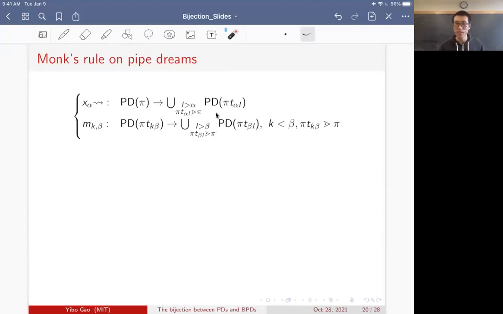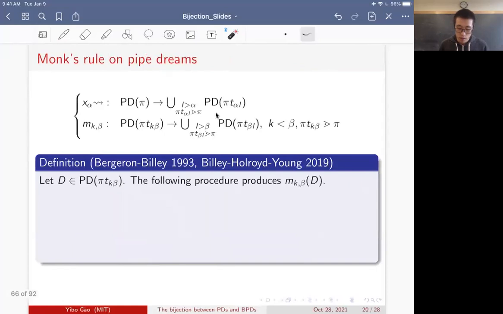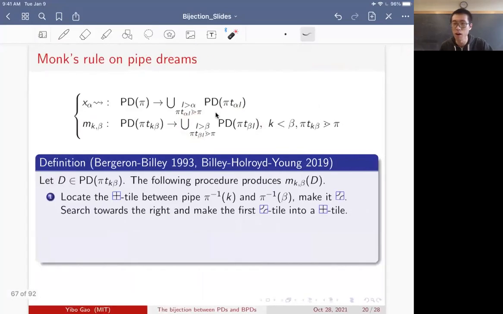Or 55. Okay, so I can tell you a little bit about how Monk's rule work on pipe dreams and bumpless pipe dreams. Okay, so I'm going to define this map M of K beta. How it's going to be defined is I start with some pipe dream B, and then I will need to go to the right-hand side, which is some union of collections of pipe dreams. But the idea should be somehow pretty straightforward.